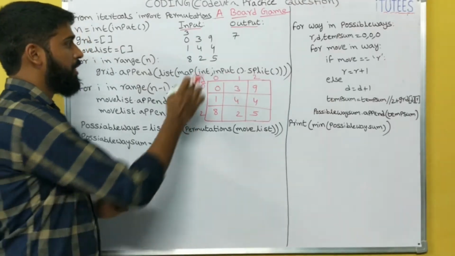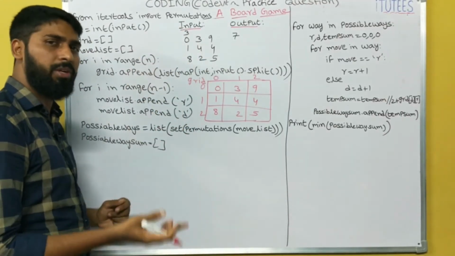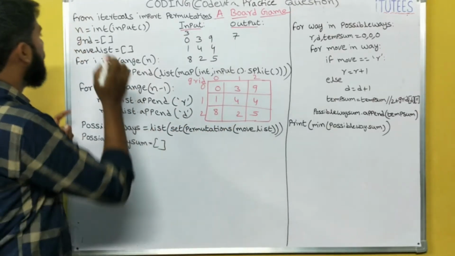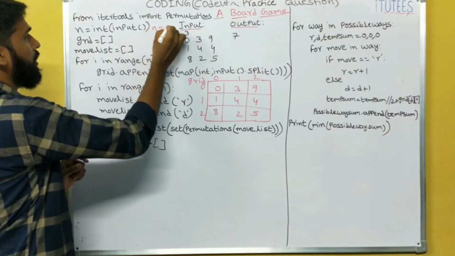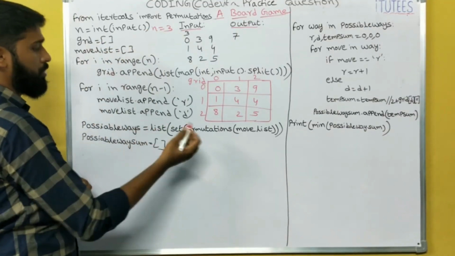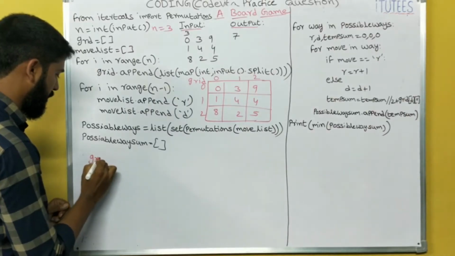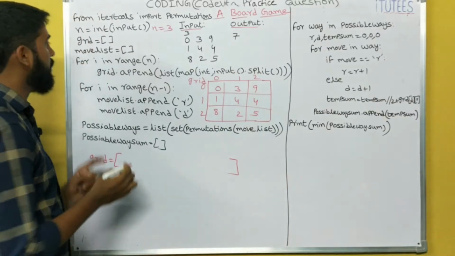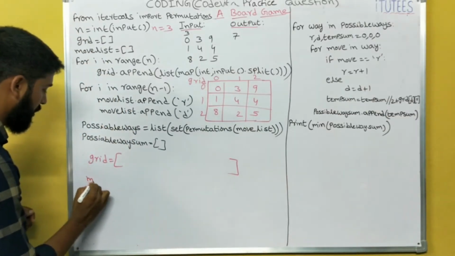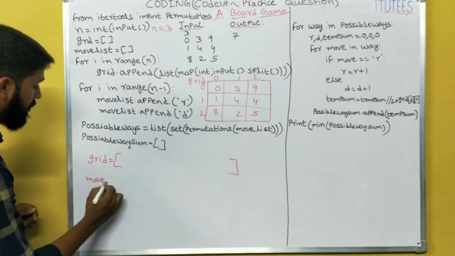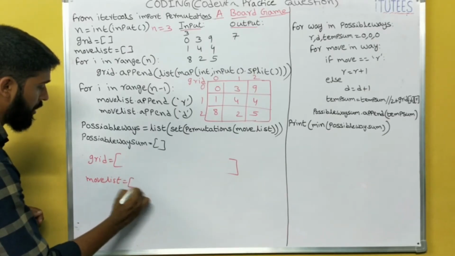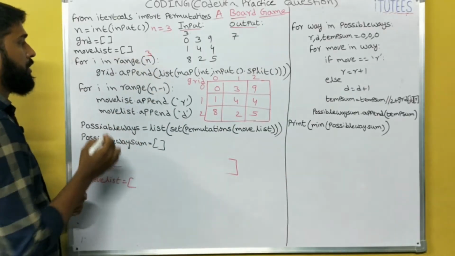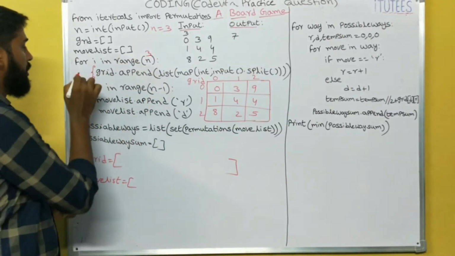Because of the time, I am taking only 3 by 3. If it is 4 by 4 or 5 by 5, whatever it is, the procedure is the same. So n equals 3. Grid equals an empty list. Move list, an empty list. For i in range of n, what is the n value? 3. That means we execute this instruction 3 times.